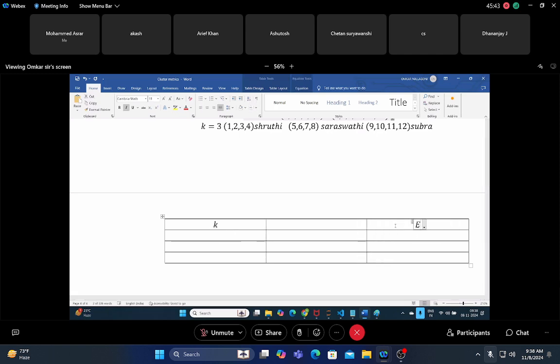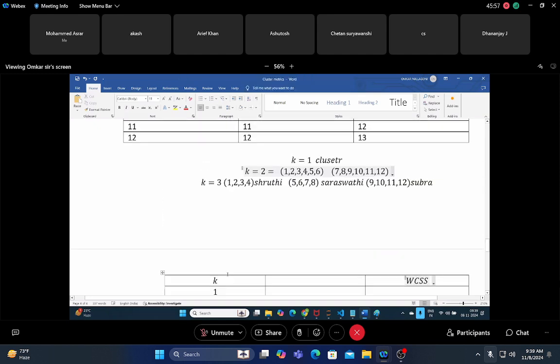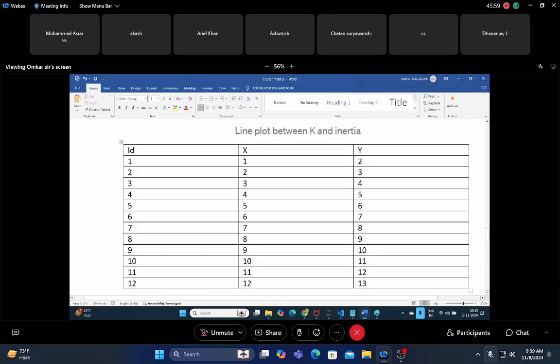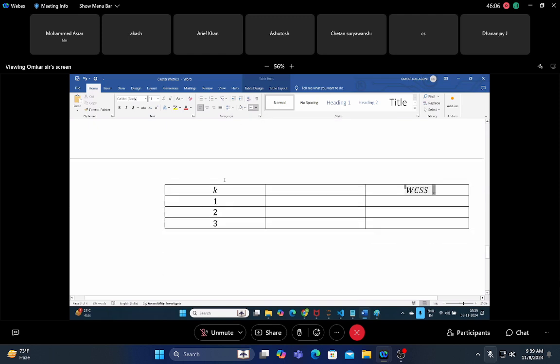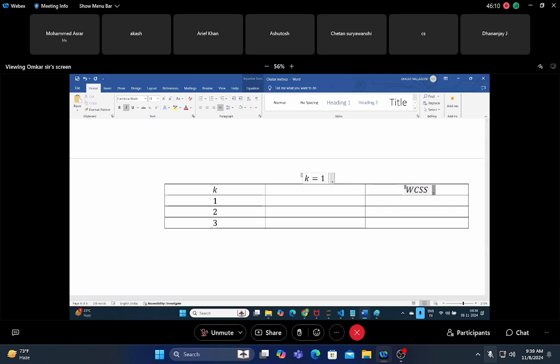WCSS. K is equal to 1 cluster. K is equal to 2 clusters. Not getting it? See, did you calculate the centroid? For K is equal to 1 cluster, what are the data points?